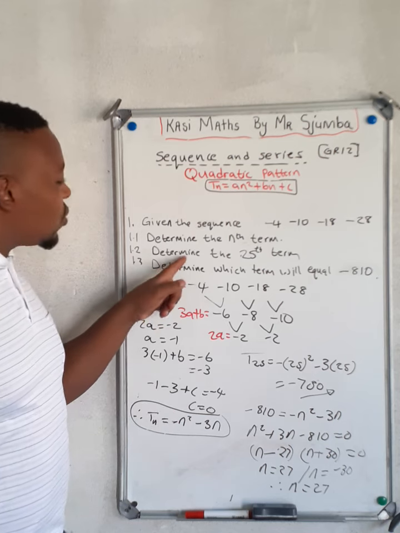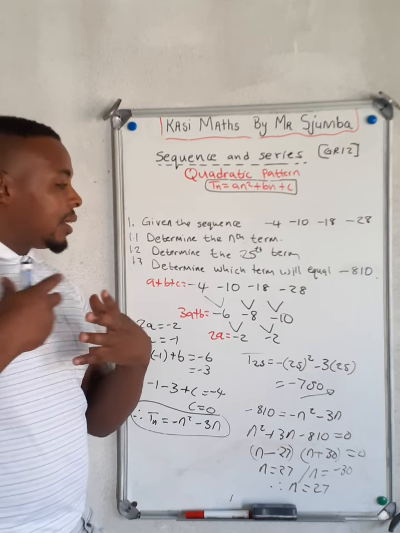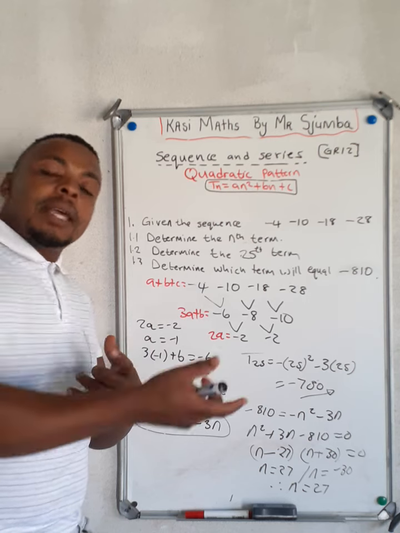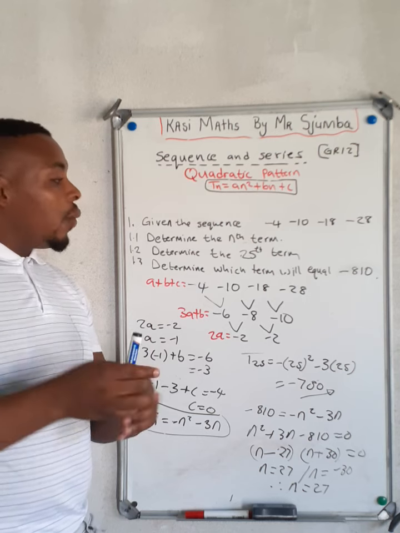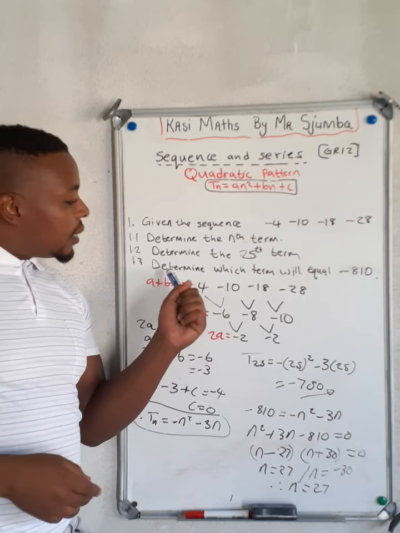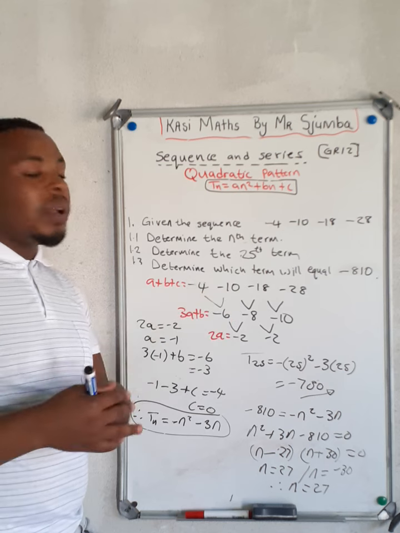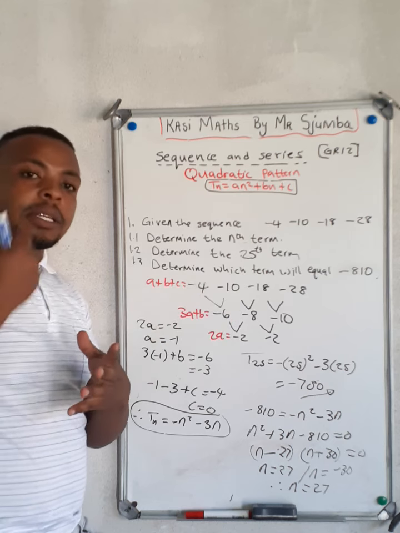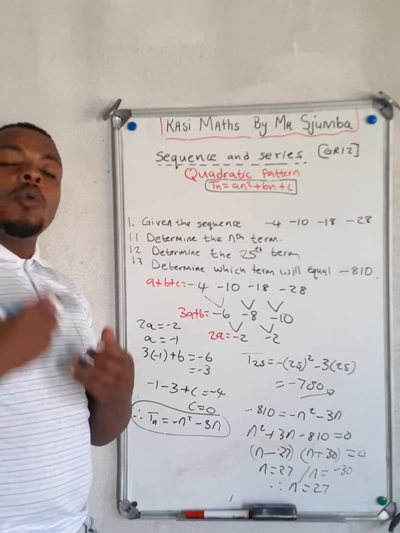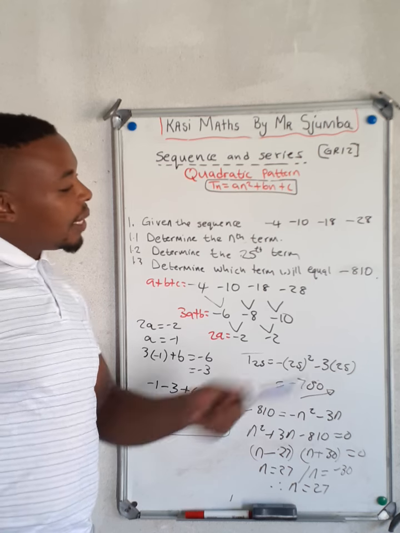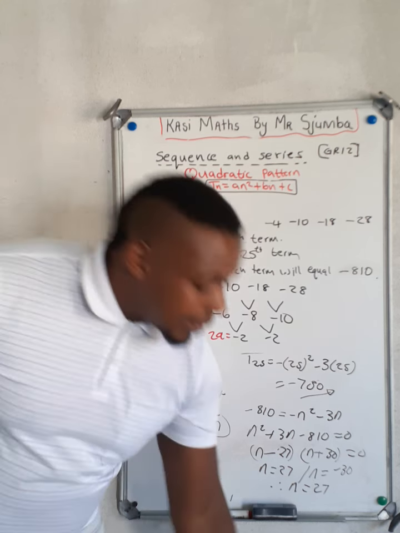So the question: if we should determine the 25th term, we're looking for Tn. We are given n. Determine which term will equal minus 810. Which term? So that's what we're looking for, n, and we are given what? The value of minus 810.